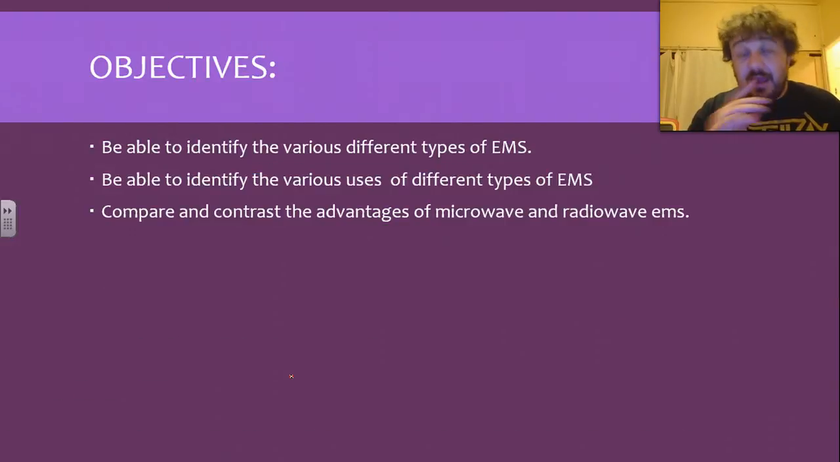So our objectives today are to be able to identify the different types of EMS, as well as probably their wavelengths or wavelength ranges, be able to identify the various uses of different types of EMS, and to compare and contrast the advantages of microwave and radio wave electromagnetic spectrum.